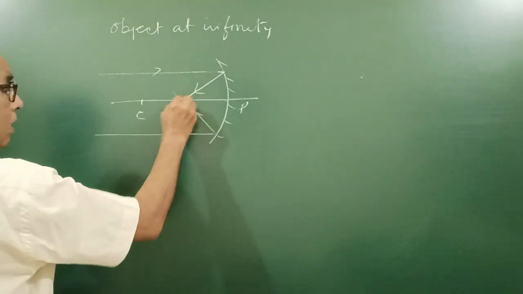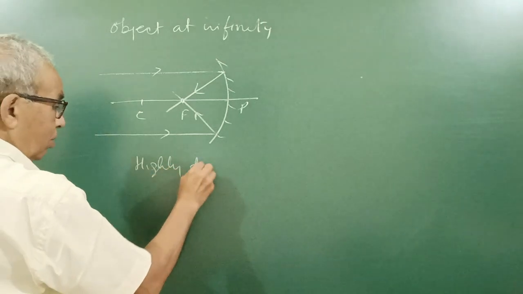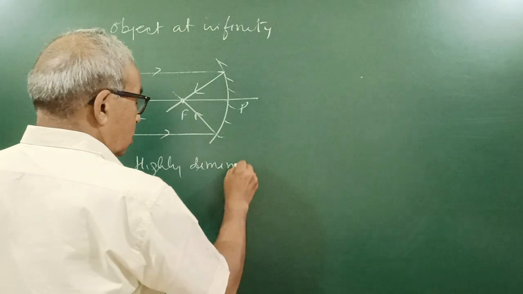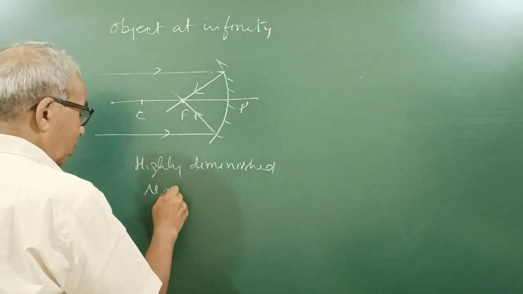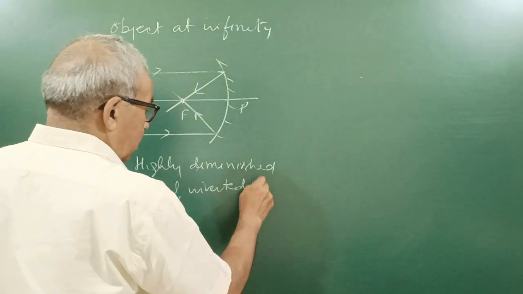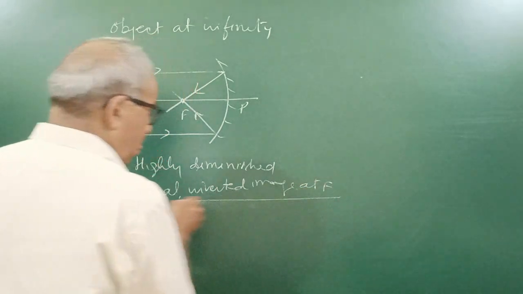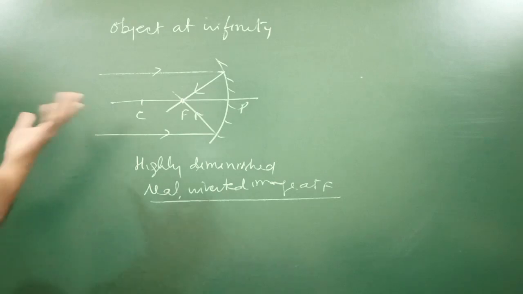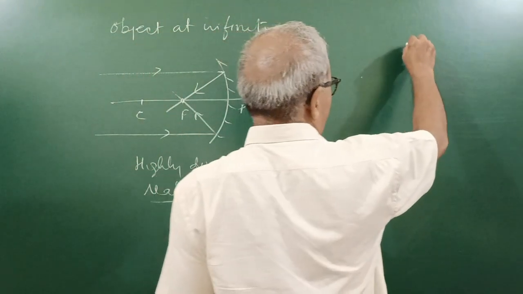So we say a highly diminished real image at the focus. Highly diminished, small. Real, inverted image at F. But people say, sir, it is a point image. How do you say it is inverted? For that, we need that diagram also.